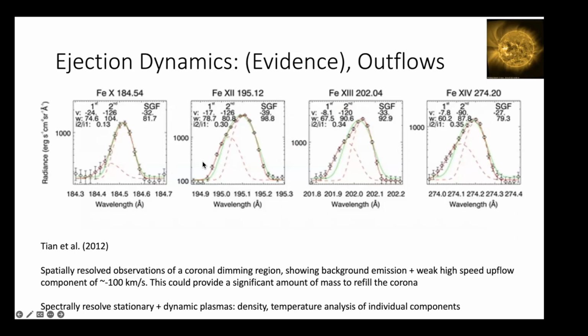These studies have shown that these dimming events can provide a significant amount of mass to refill the corona. For the stellar context, we're not going to have a pixel on a star that's quite that small, but using velocity information, we can spectrally resolve stationary and dynamic plasmas. And here is where having access to that wide range of temperature is really key for being able to sort out what's happening in the flares versus what might be happening in any ejected components, and then doing density and temperature analysis of these different components. So that's very exciting for me.